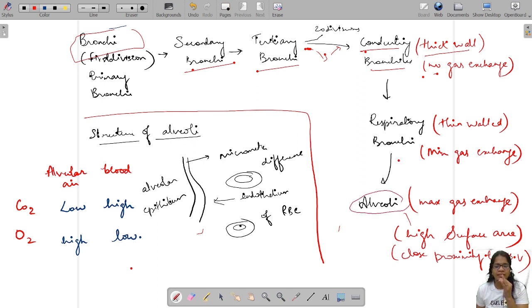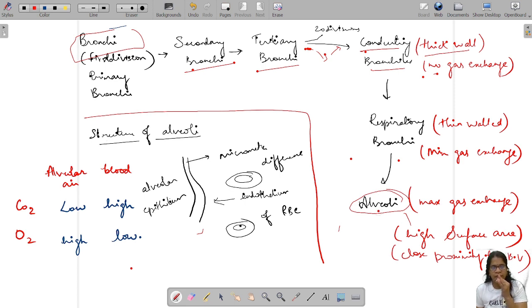Alveoli are the structural and functional unit of your respiratory system. Because of their high surface area, maximum gaseous exchange happens in the alveoli. The alveoli are proximal to your blood vessels. Because of this proximity to the capillaries of the blood, more gaseous exchange happens. So that is what you call alveoli.